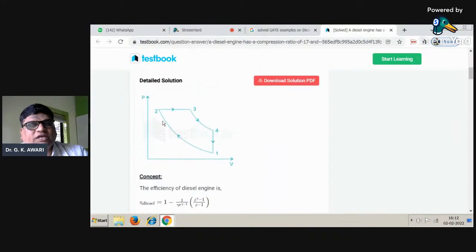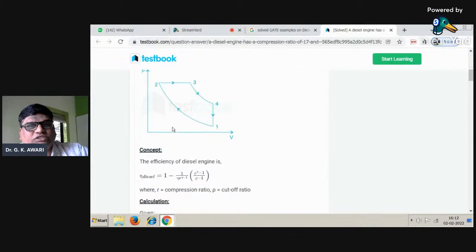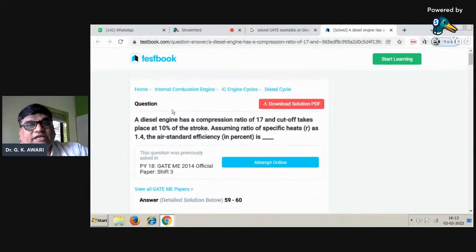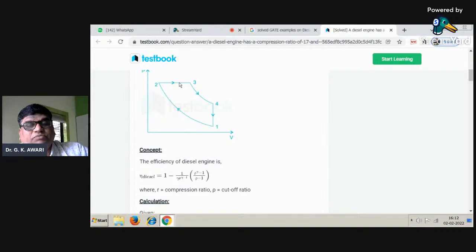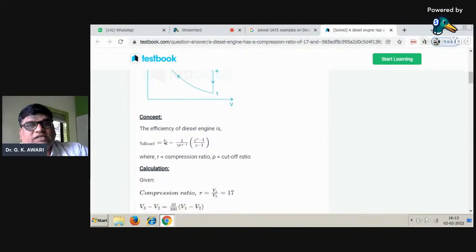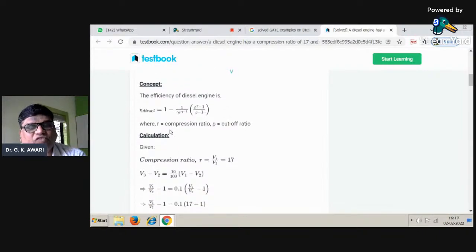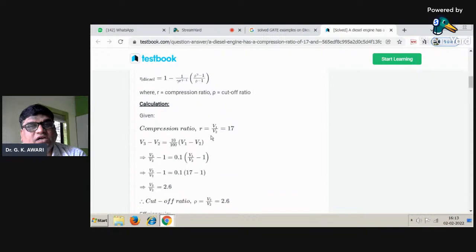But how it is being calculated, you can see the detailed solution. PV diagram: because the cycle given is the diesel engine, 1 to 2 is compression, 2 to 3 is constant pressure heat addition, then 3 to 4, 4 to 1. So the efficiency of the diesel engine is 1 minus 1 by r_c to the power of gamma minus 1, in bracket rho to the power of gamma minus 1 over gamma times rho minus 1, where r_c is nothing but the compression ratio, and rho is nothing but the cutoff ratio.